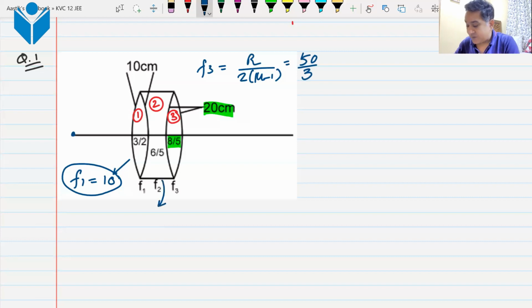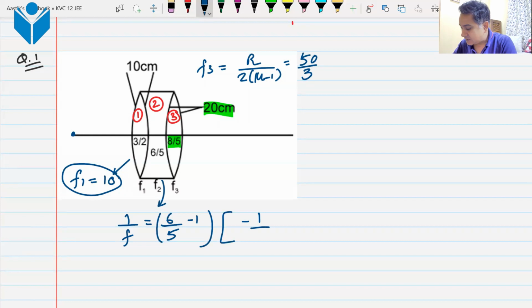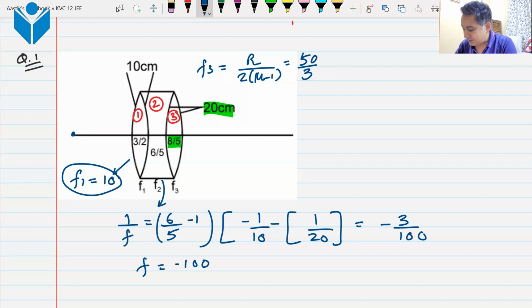Then I will calculate the value of F2 since both are different. So I'll just use the formula. 1 by F will be equal to 6 by 5 minus 1 into the first surface, the radius of curvature is minus 10, minus 1 by the second surface, the radius of curvature there is plus 20. I calculate this. For this, I think I am getting minus 3 by 100, or the focal length becomes minus 100 by 3. This is F2.